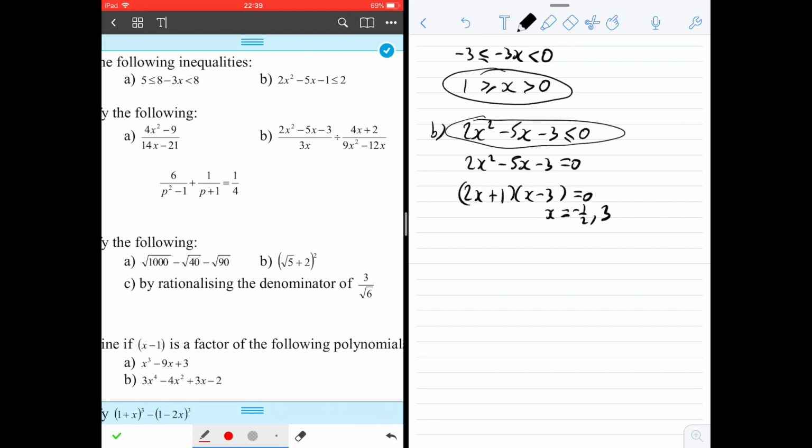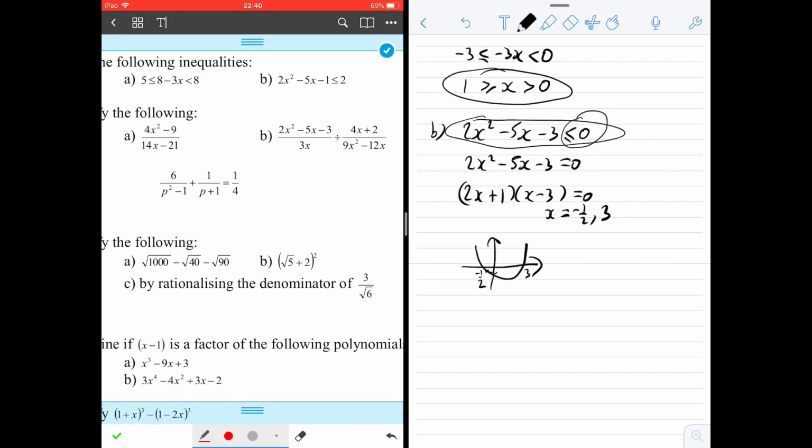So this inequality here, I'm going to draw a sketch of the quadratic. The only important thing here is the shape. So it's a positive quadratic, and then the x-intercepts, which we know are -1/2 and 3. And then I go back to the inequality and I say, well, I want it to be less than or equal to 0. So that means that I want the bits that are beneath the x-axis.